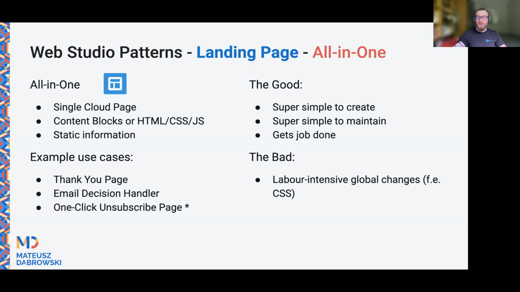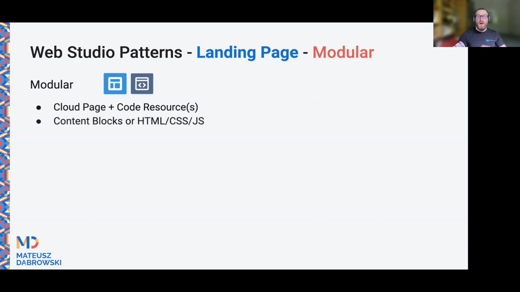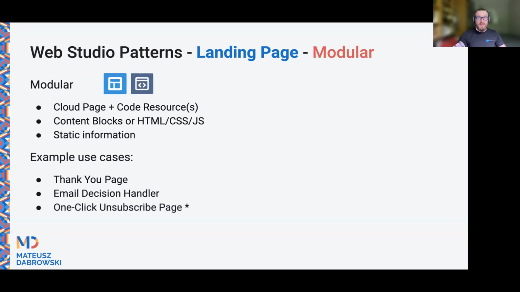Okay, so what can we do about it? We can go with the second pattern, which is the modular pattern. This is already using 2 assets. So one cloud page and code resources, because maybe there will be more depending on your needs. You can again use either the content blocks or code your solution straight away with HTML, CSS, and JS. It will again be static information. So here, no changes from the previous part. The use cases are exactly the same as previously. So thank you page, decision handler, or one-click unsubscribe.